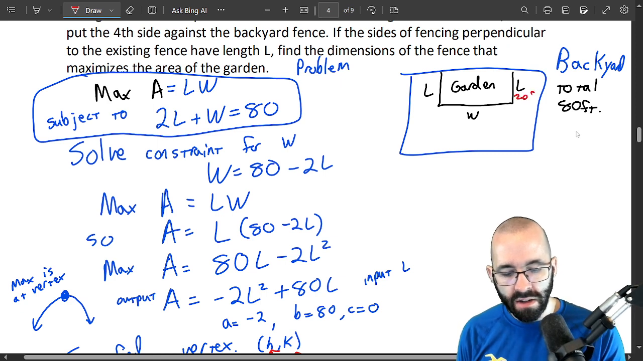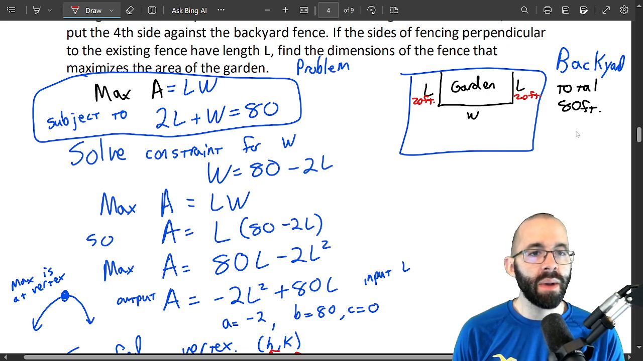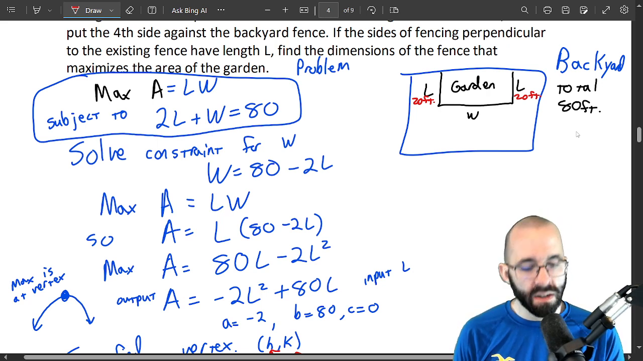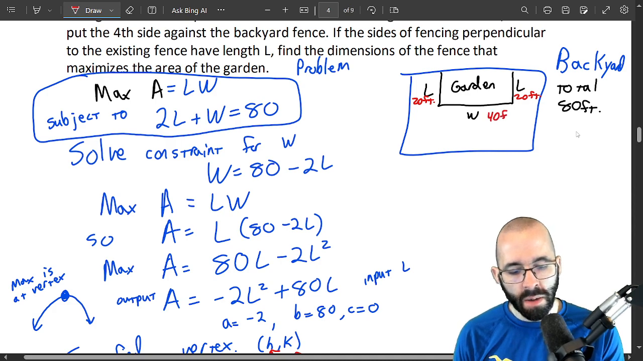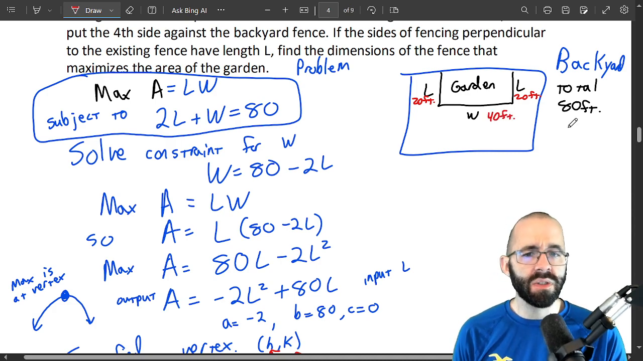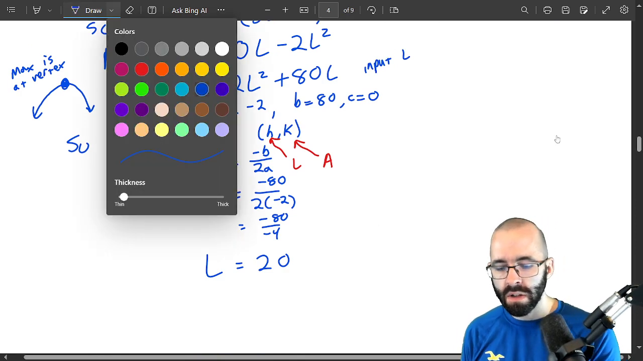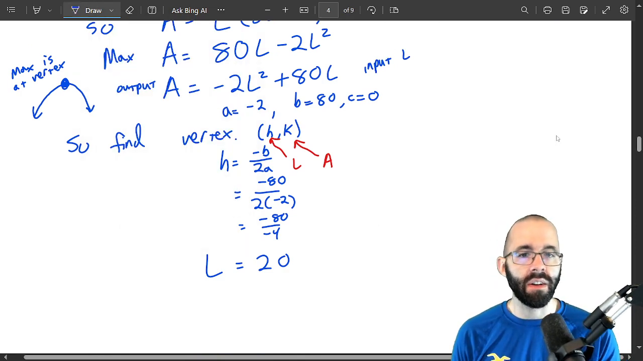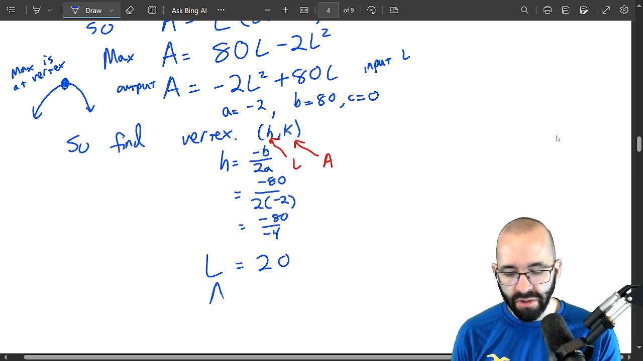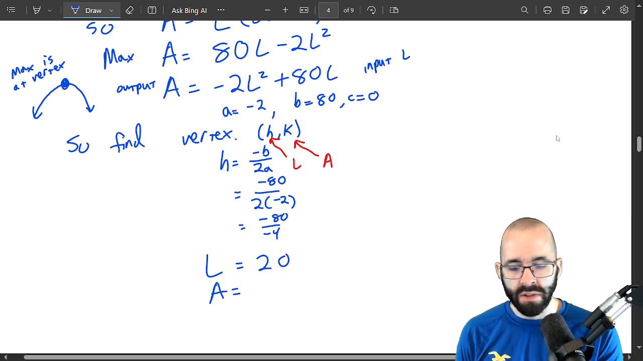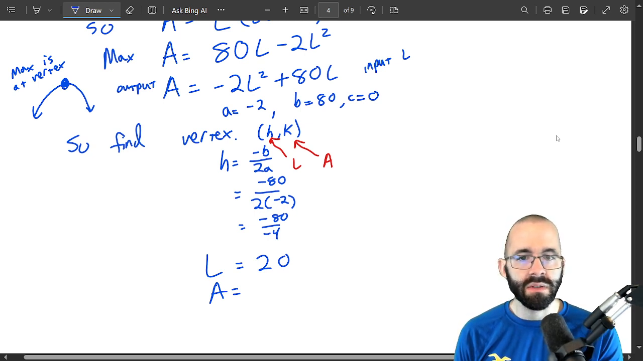Well, if this is 20 feet, and this is 20 feet, what dimensions maximize the fence? We have 80 feet total, and we've used up 40, so W has to be 20 feet. Just like when we were solving a system of equations, if we eliminate a variable, we have to find the other variable. We could also find out what A is. A is the function value when we plug in 20. So A is going to be 80 times L, which is 160.